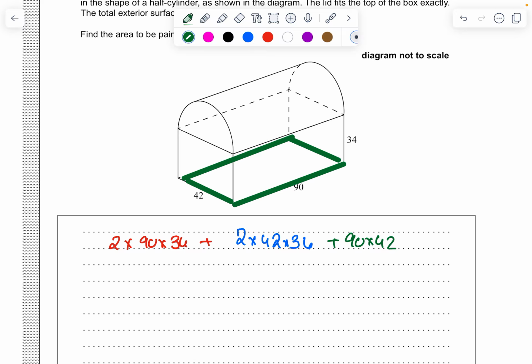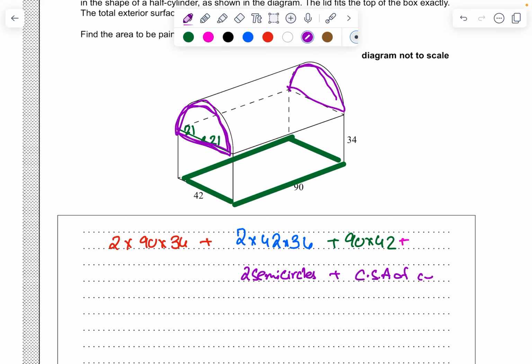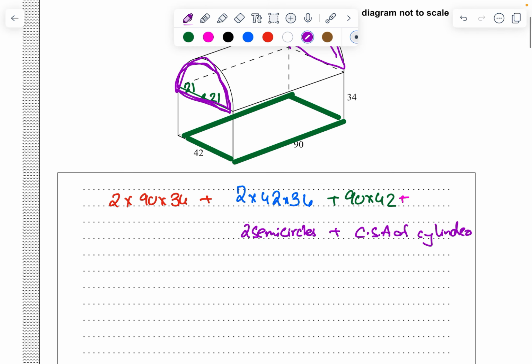Then, because the diameter is going to be 42, the radius is going to be 21. Now what am I going to do about the cylinder? The area of a semicircle over here: this is a semicircle, and there are two semicircles. So plus two semicircles, plus the curved surface area of the cylinder. So we need to add all those.